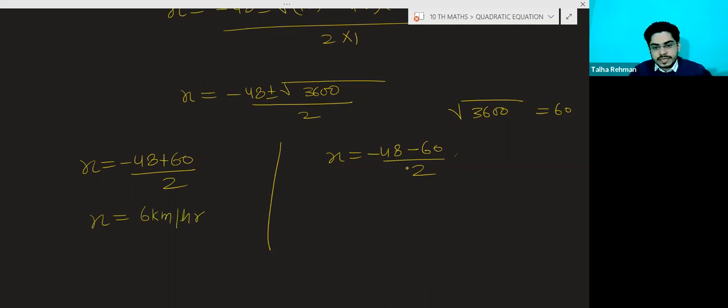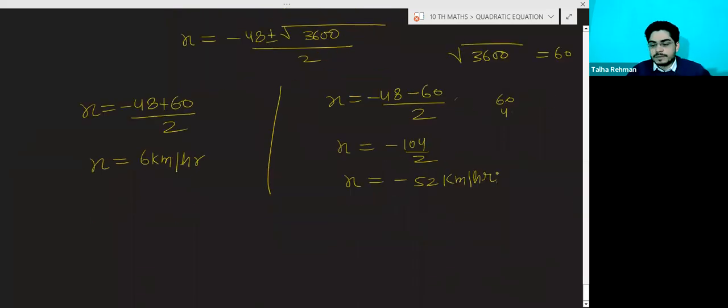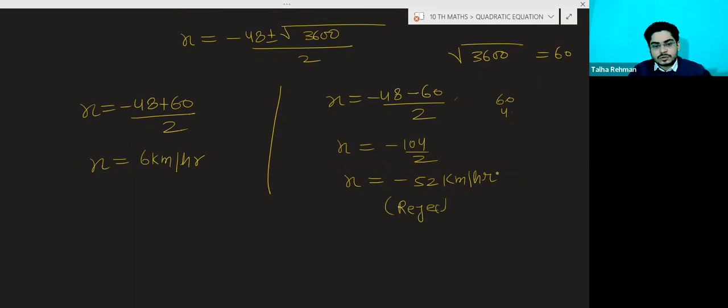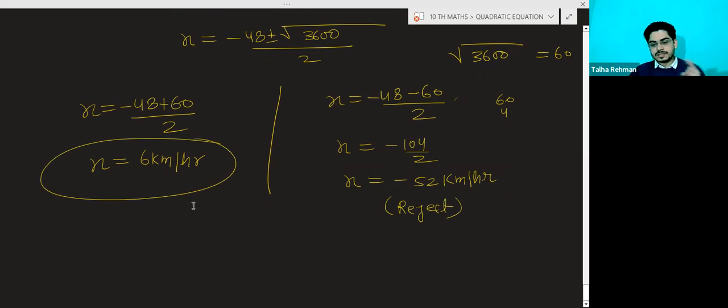And this value we will reject. So it will become 60 plus 48, 108 divided by 2. It will become minus 108 divided by 2, so x is equal to minus 54. So kilometer per hour, speed we have taken, so speed is always positive. So this value we will reject. So the final answer will be 6 kilometer per hour. Speed of the stream will be 6 kilometer per hour.